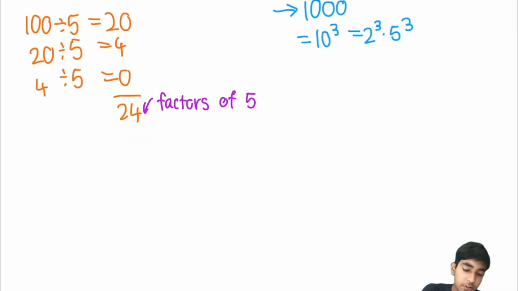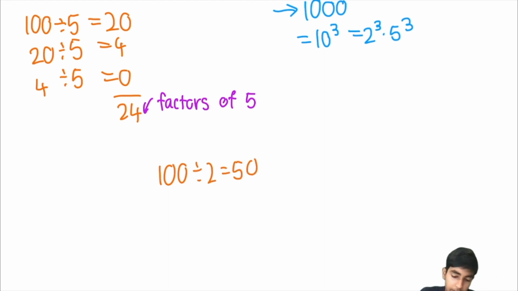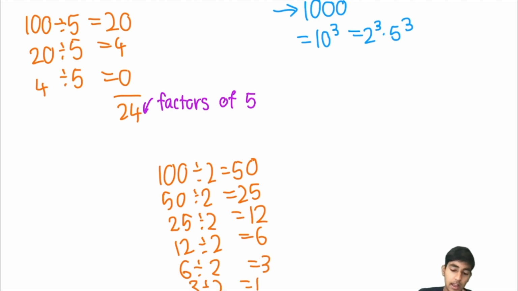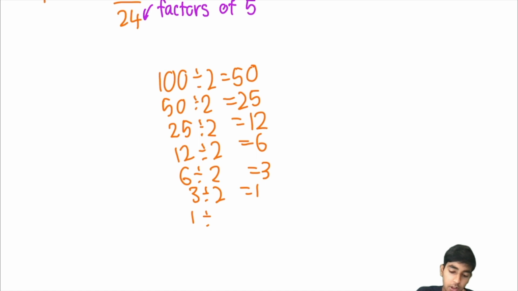Now, how many factors of 2? That's 100 divided by 2, 50. 50 divided by 2, 25. 25 divided by 2, 12. 12 divided by 2, 6. 6 divided by 2, 3. 3 divided by 2, 1. And then 1 divided by 2 is just 0, so we're done.